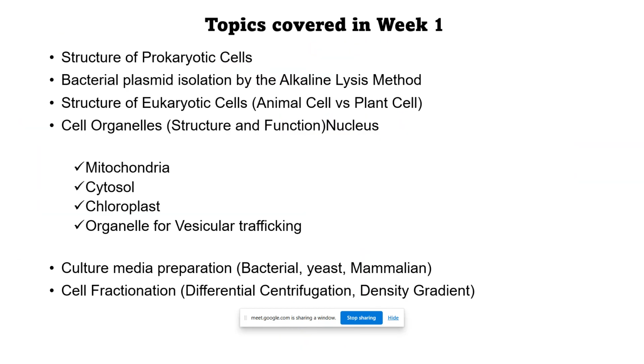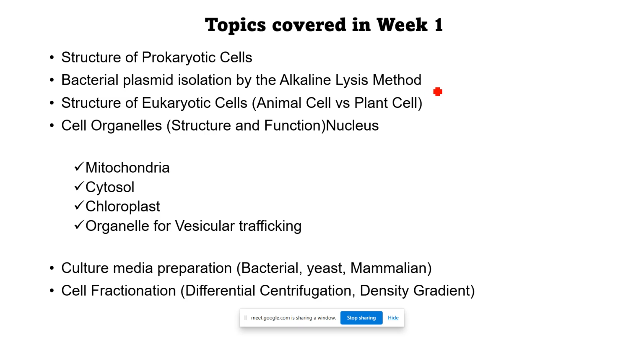So in week one, we started with the basics of biology, because we started with the prokaryotic cell and the eukaryotic cell. What are the structures that are present in a prokaryotic cell, like the cell wall of a bacteria, how the genome of a bacteria is organized, what is a plasmid, all these we had seen in lecture one. And in lecture one, we also saw a demo of how we can isolate a plasmid in a laboratory using the alkaline lysis method, right?